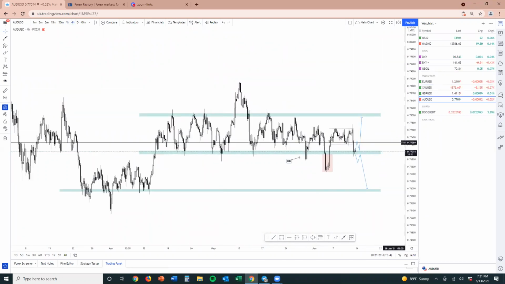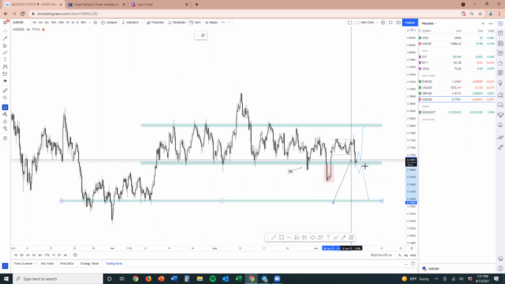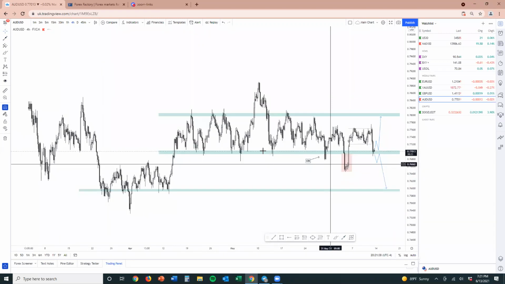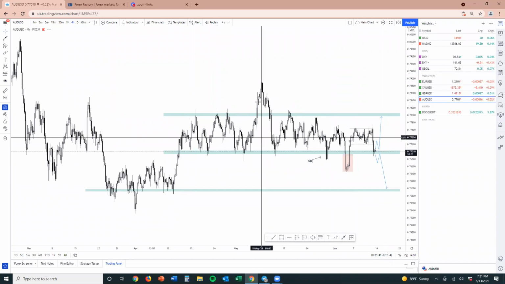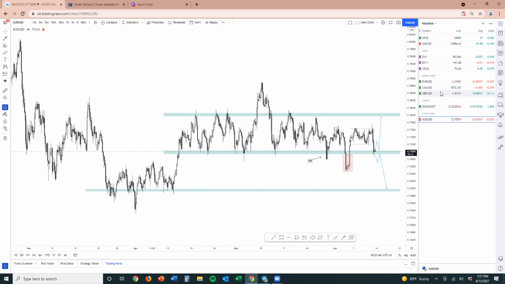So AU, we have been playing this range again. I have this two-bias perspective on AU. We could hit our zone and go up or hit our zone and go down, but as an overall perspective, I'm not trading AU this week just because of how market structure is looking. I really don't want to trade it.